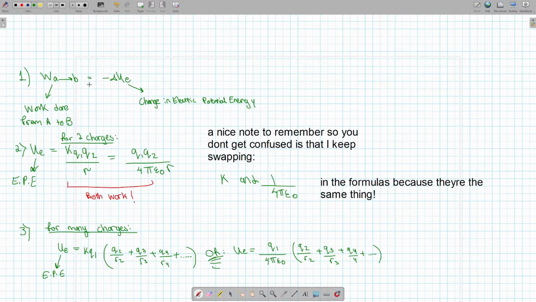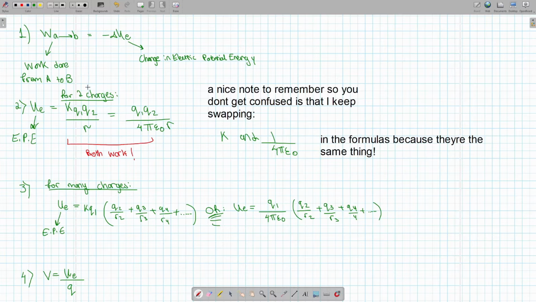Alright, so I wrote down all the formulas. Let's start. First formula, very simple. Basically, if you're moving a charge from one point to another, you need to understand that there's always work being done. Alright, that's the main thing. Now, when you're moving from point A to point B and there's work being done, the change in electric potential energy is always equal to the negative of the work. Alright, so these two are related like this.